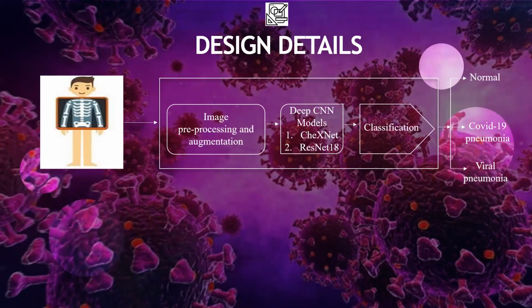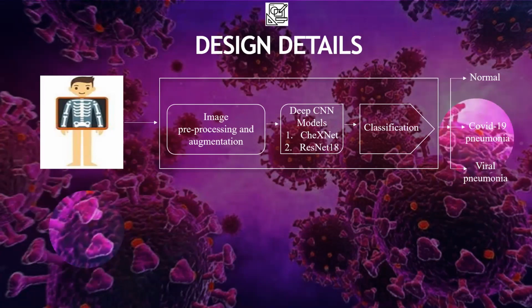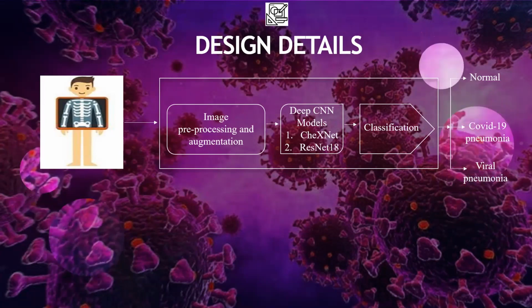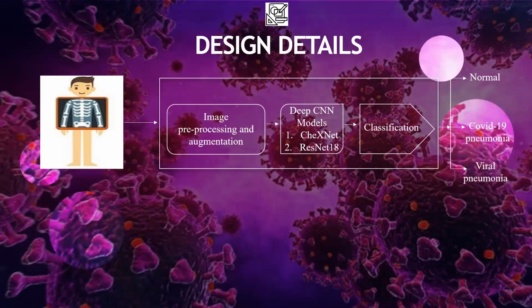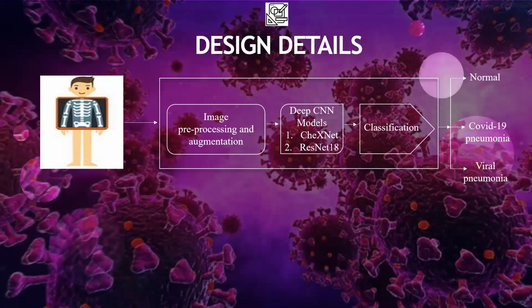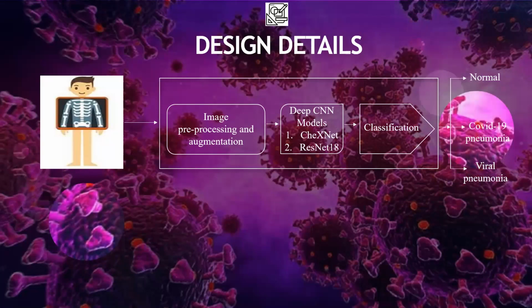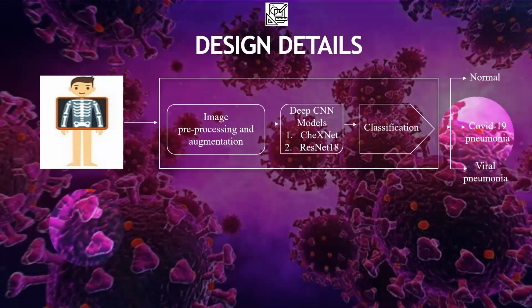And then after that, we are going to apply the deep CNN model in which we are using CheXNet and ResNet 18 models. In this model, we are going to compare the accuracy, precision, sensitivity, and specificity of these two models. After that, the model will predict the disease and provide the classification as normal, COVID-19, or pneumonia.